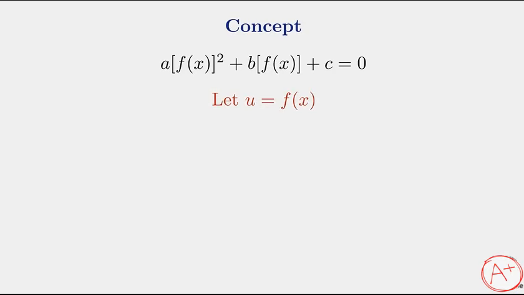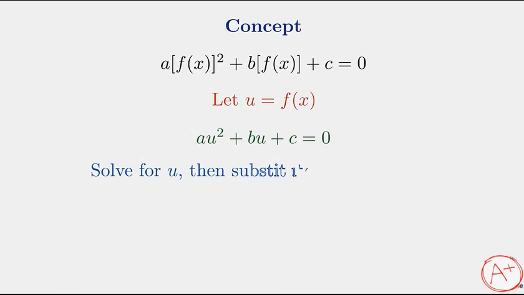By making this substitution, we transform the original expression into a standard form quadratic equation, a u squared plus b u plus c equals 0. This is the bridge that connects complex algebra to standard quadratic methods. Once we find the values for u, we simply set them equal to our original function to find the final values for x.